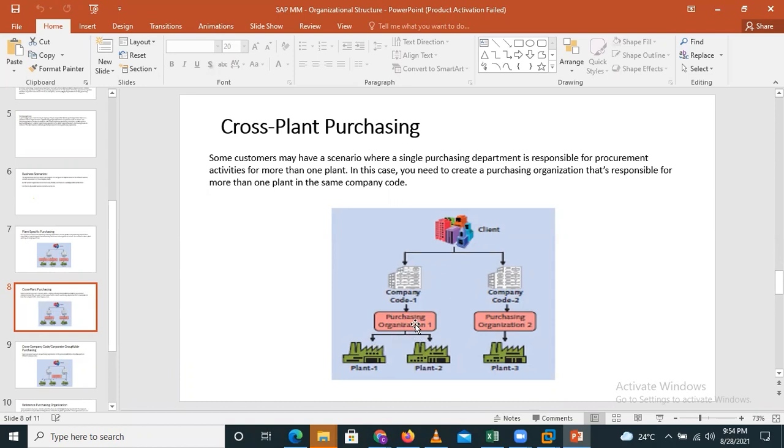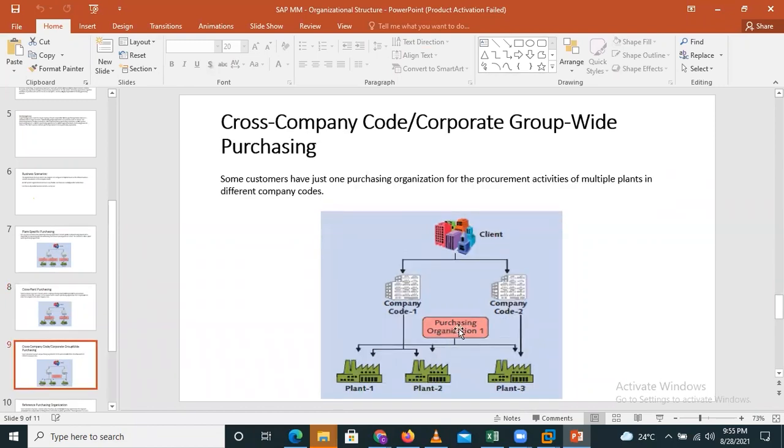So in the diagram, we are just showing it here. But it does not mean that under company code we have purchasing organization and under purchasing organization we have plant. No. The purchasing organization is responsible for these plants, for the purchasing.